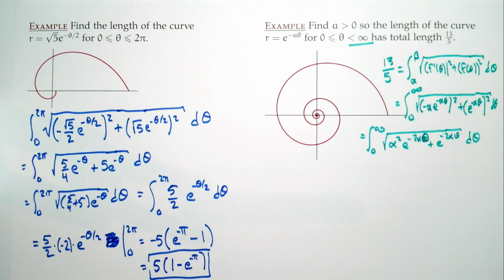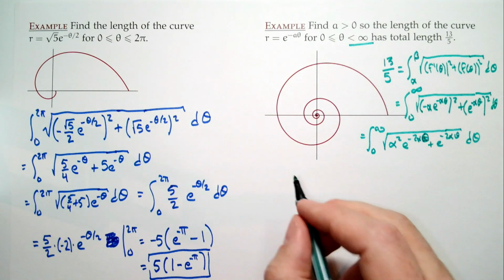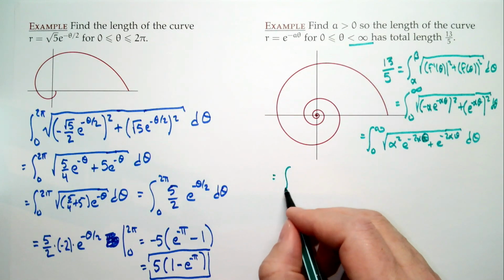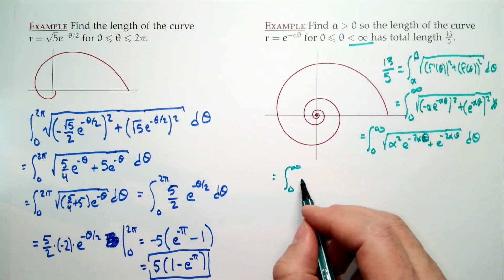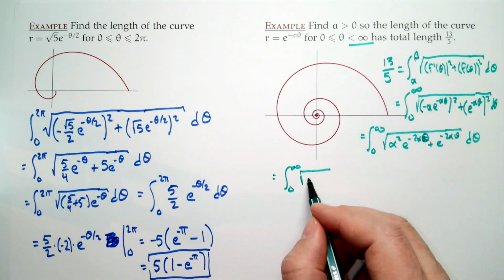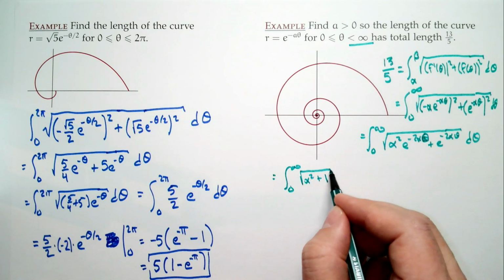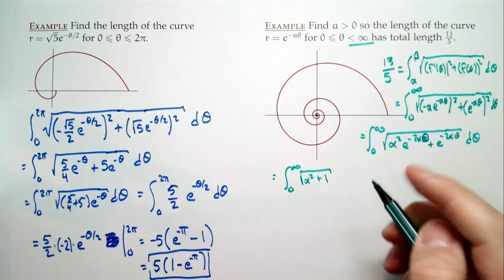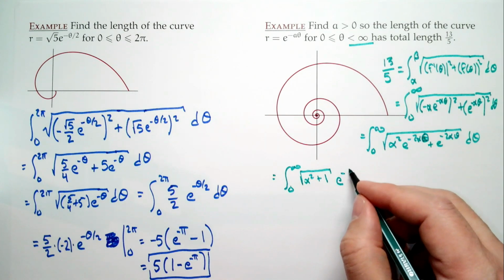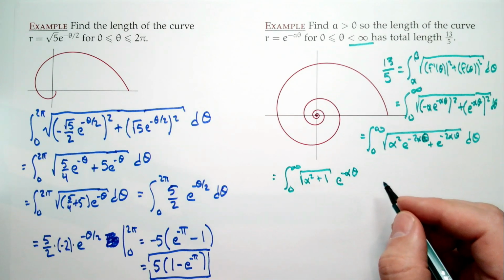Okay, so we can pull out the e to the negative 2 alpha theta. So integral 0 to infinity. And really, we'll just go ahead and say, look, the constant term is alpha squared plus 1. That'll be its own square root. And then the other term, that's the e to the minus 2 alpha theta. When I square root that, what does that end up being? E to the minus alpha theta.